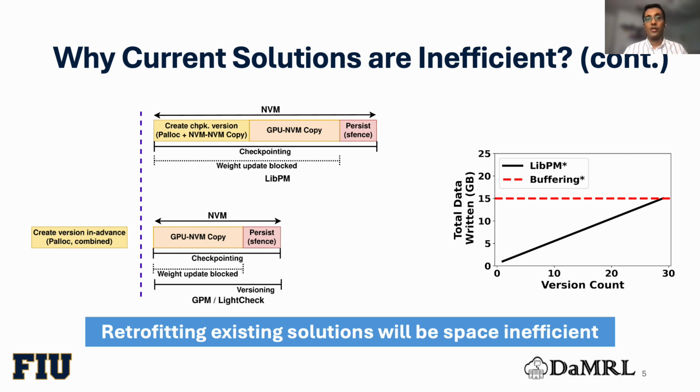However, such a solution won't be able to exploit data sharing opportunities between model versions and will result in higher memory usage on NVM devices. This can be seen in the figure on the right. In the case of LibPM, the memory usage is increasing linearly as memory for new versions is not pre-allocated. However, both LibPM and the double buffering of GPM or LightCheck are going to end up in the same situation where the space utilization would be very high.